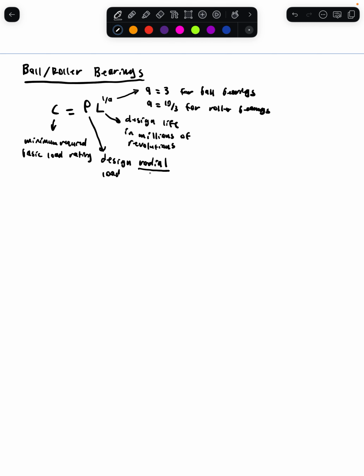Okay, so I underlined this radial load here because you can have bearings sometimes that have a thrust load in addition to radial load, and you actually can't directly use this equation with that. You have to find an equivalent radial load. And so to do that, the formula of the equivalent radial load is X times V times F sub R plus Y times F sub A. So there's a lot of variables in this equation. So like I said, this is the equivalent radial load.